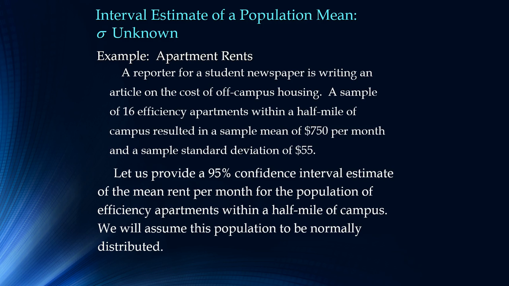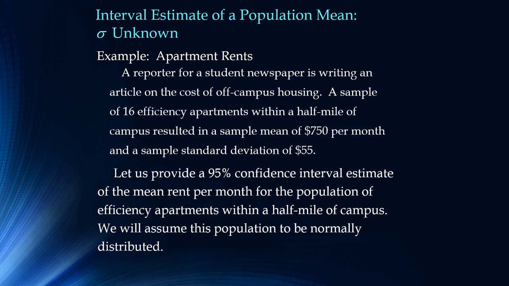So what information do we have? Well, we have a sample standard deviation. We do not have a population standard deviation, so we know that we'll be using our t-distribution. We have a sample average, an x bar, a 95% confidence interval estimate, and we know our n. We took a sample of 16.